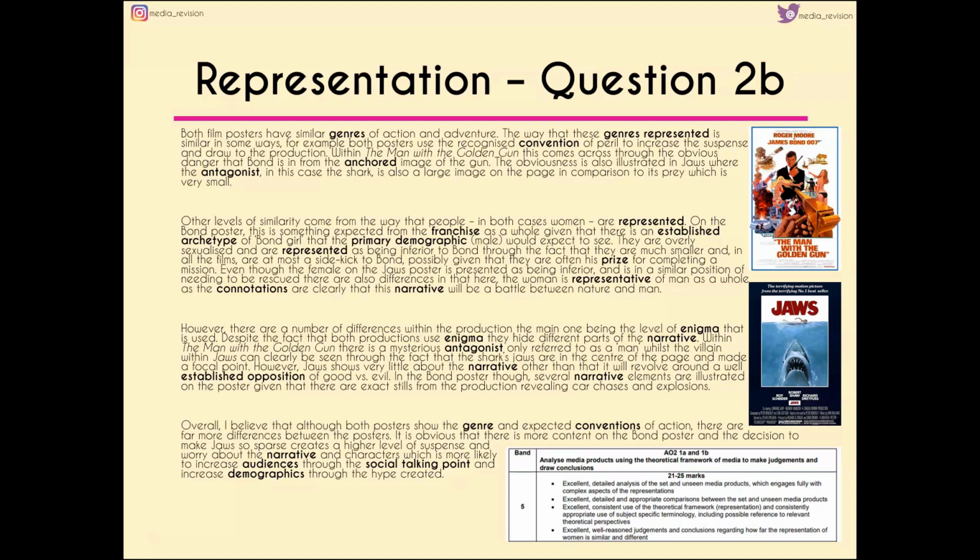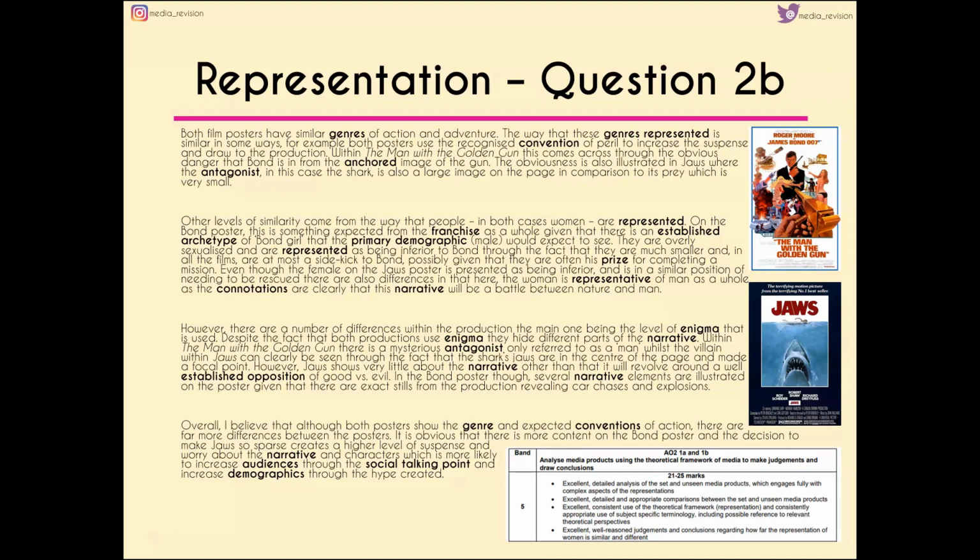The obviousness is also illustrated in Jaws, where the antagonist, in this case the shark, is also a large image on the page in comparison to its prey, which is very small. Other levels of similarity come from the way that people, in both cases women, are represented. On the Bond poster, this is something expected from the franchise as a whole, given that there is an established archetype of Bond girl that the primary demographic, who are male, would expect to see.